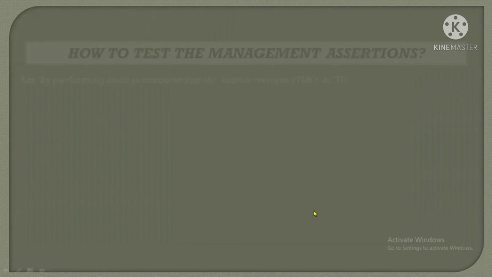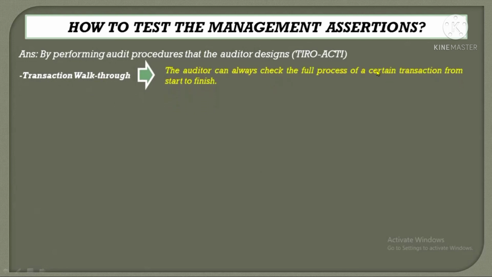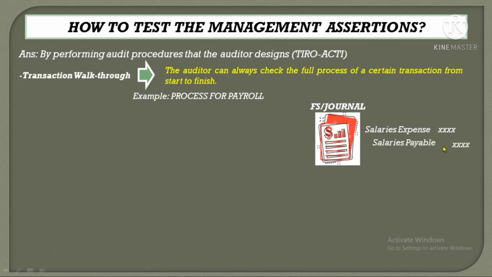And then we have transaction walkthrough, where the auditor checks the full process of a certain transaction from start to finish. Example, the transaction of salaries of employees. Sure, the ending point is the recording of debit salaries expense and then credit salaries payable and other credits if ever. And upon payment, we have salaries payable debit and credit cash.